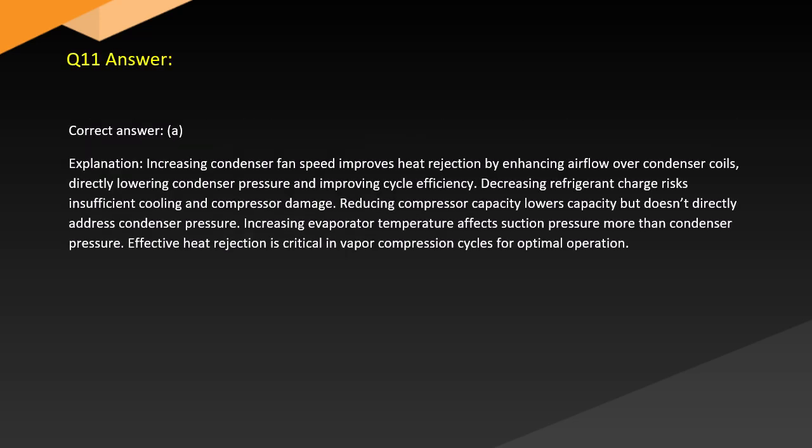Answer. Correct answer: A. Explanation: Increasing condenser fan speed improves heat rejection by enhancing airflow over condenser coils, directly lowering condenser pressure and improving cycle efficiency.